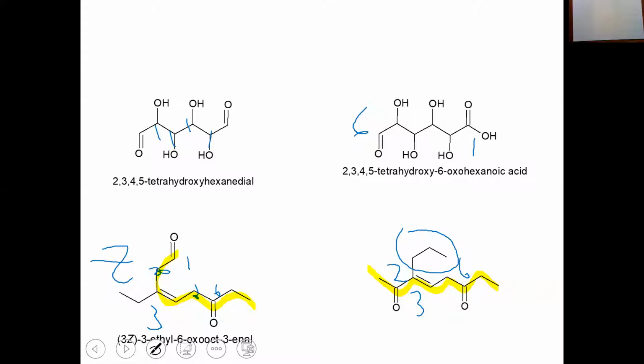And the final icing on the cake, is it E? Is it Z? This carbon and this carbon are my high priorities. They're on opposite sides, so it's E. You could name this thing E-3-propyl 3-octene 2,6-dione. Ugh, wasn't that fun? I'm glad it's over.